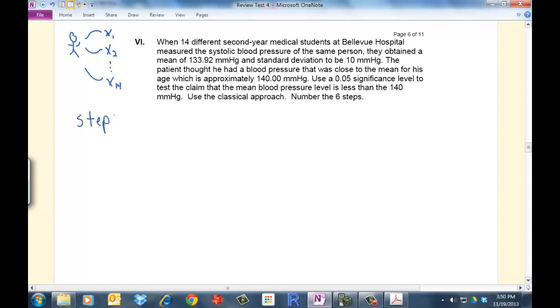So step 1 is to state the null and alternative hypotheses. Again, we're dealing with the mean and not the proportion. So test the claim that the mean blood pressure level is less than 140. So this is going to be a left tail test. Step 2, alpha is 0.05.